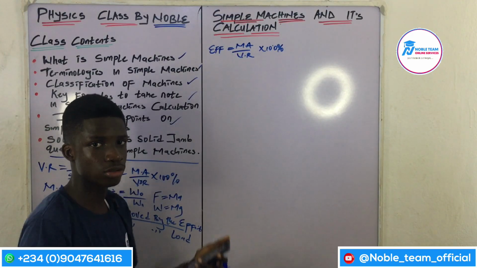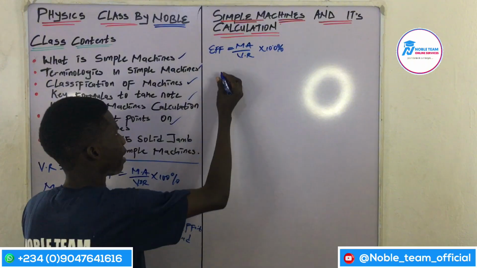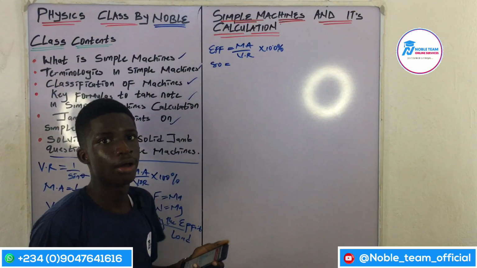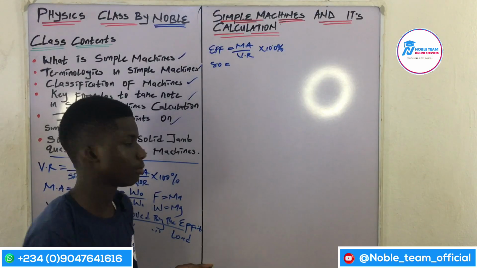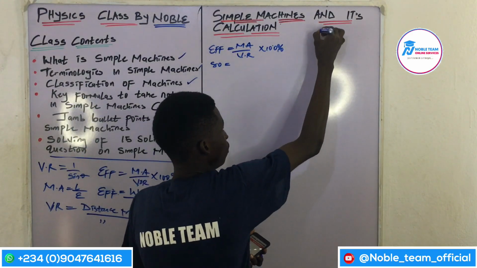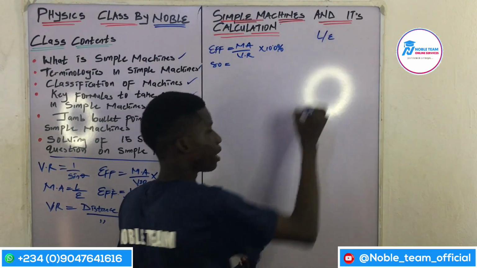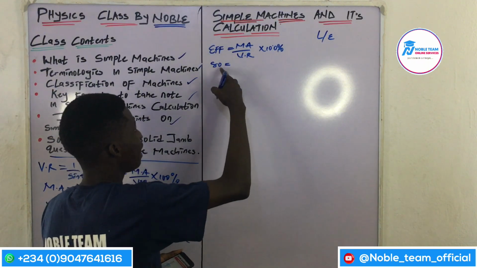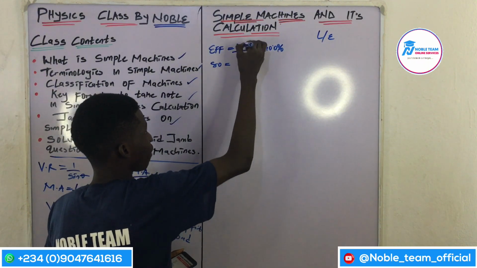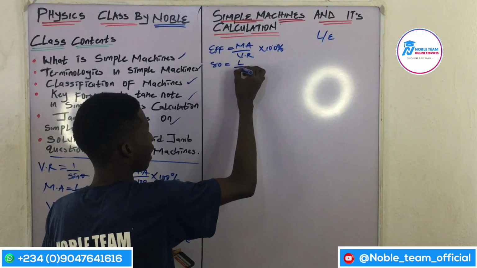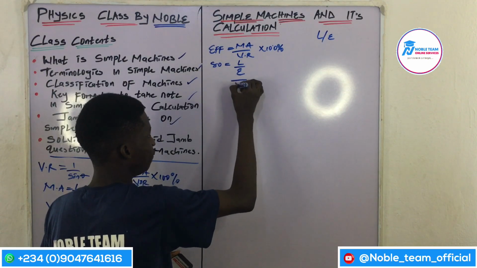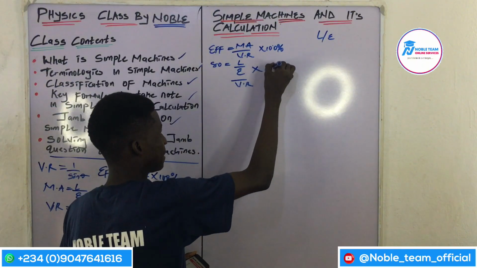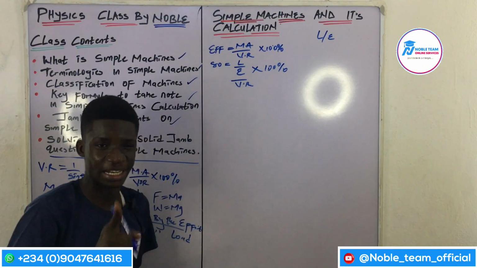Anyone that is suitable for you, you are good to go. My efficiency is 80. Now my mechanical advantage is what? Remember, mechanical advantage is load over effort. Pay maximum attention. So 80 equals load over effort, over V.R, multiplied by 100%. Yes, I'm not doing magic.